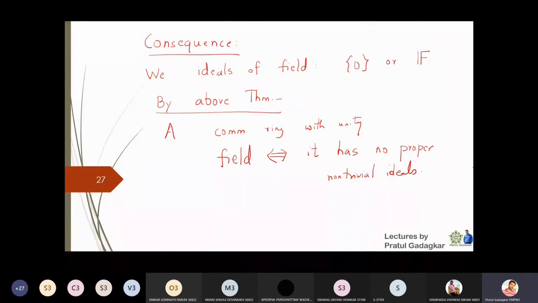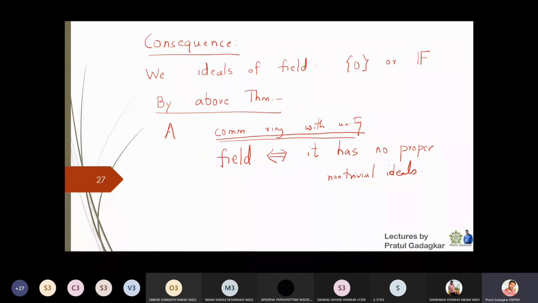Remember, the theorem was true for which type of rings? It was true for commutative rings with unity. And therefore by that theorem I can further say that if you have a field, then you cannot have non-trivial proper ideals in that particular field. So this result we will be using in our upcoming problems.